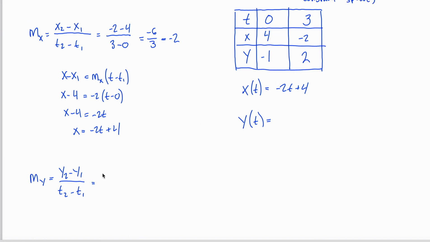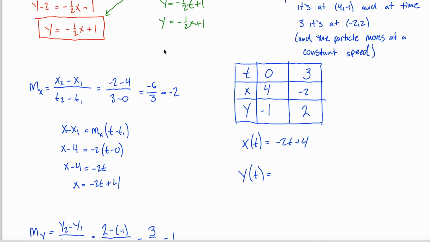y2 is equal to 2, y1 is equal to negative 1, t2 is equal to 3, and t1 is equal to 0. So I get 3 over 3, or just 1. Now that I know the slope of y in terms of t, I can come up with the equation of y in terms of t by using point slope form.